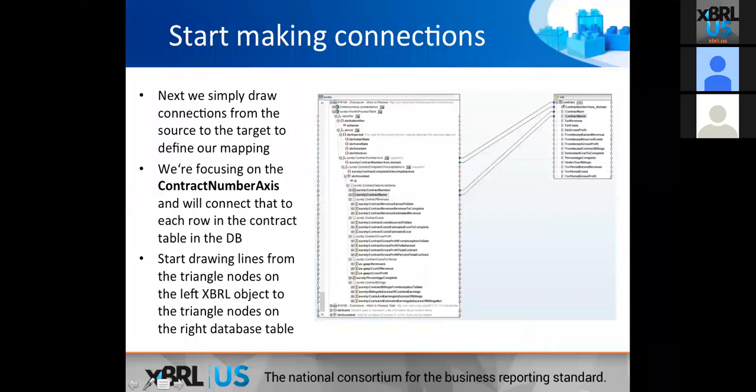And now that you have your XBRL data source and your database, next slide, please, we can now start making connections. And you do that by simply drawing connecting lines from these little triangles on one data structure to the triangles on the other data structure. And in this particular case, we would connect the lines from the contract number axis, since we want to map each contract into a row into our database, and then proceed to map all the underlying elements such as contract number or contractor name, etc. Next slide, please.